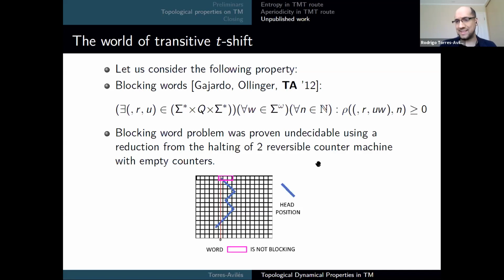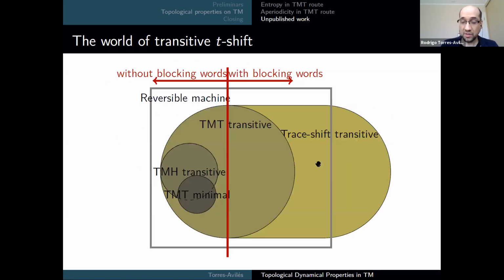by more or less the same idea that was used to prove the topological entropy zero undecidability. With that, we can have this map. This map represents, not in size, no, the subsets, the whole world of transitive trace shift.